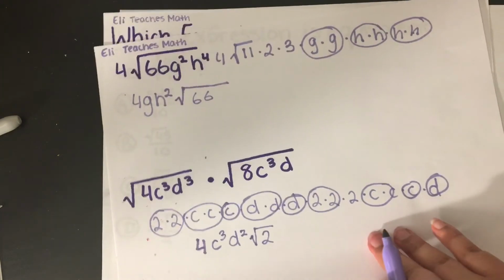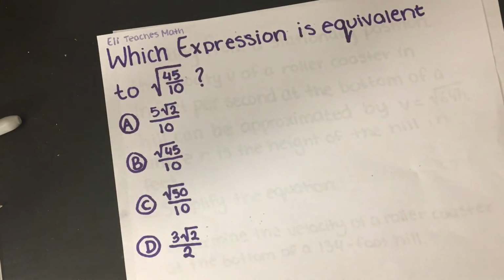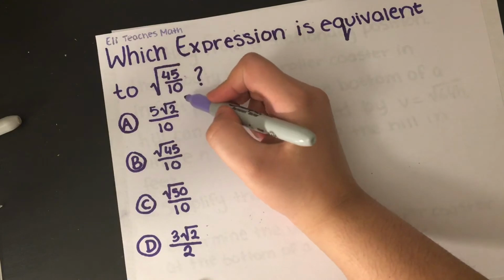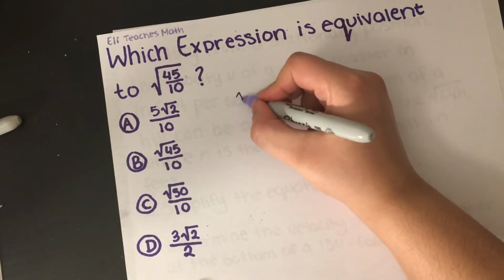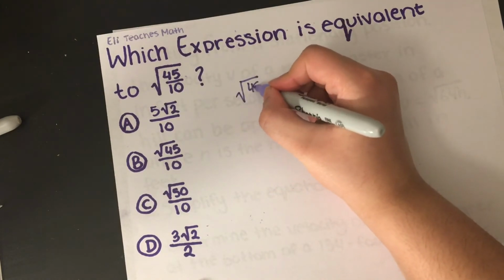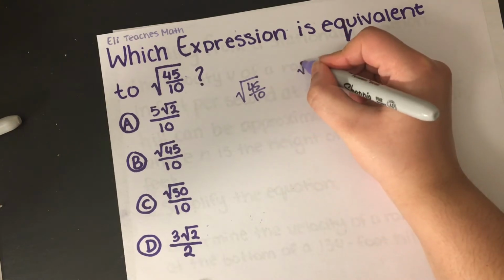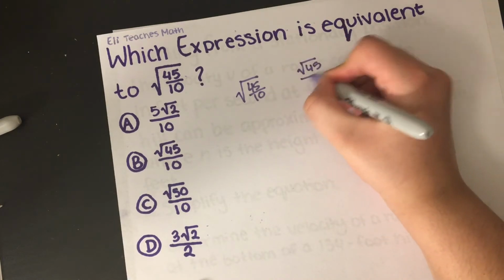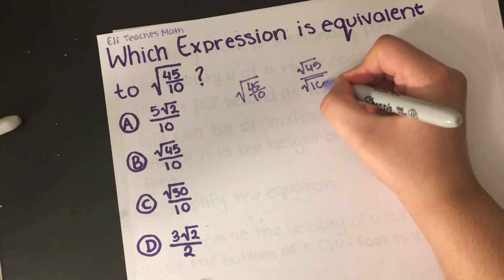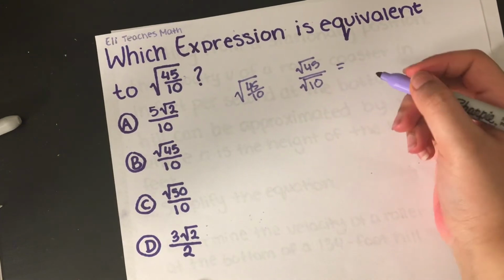Let's try a harder one. Which expression is equivalent to the square root of 45 divided by 10? Alright, so this is a little bit tricky because it's division, but one thing you should know is that when we have a fraction here, this is literally just equal to the square root of 45 divided by the square root of 10. So maybe that makes it a little bit easier.